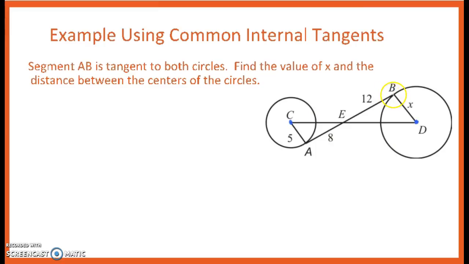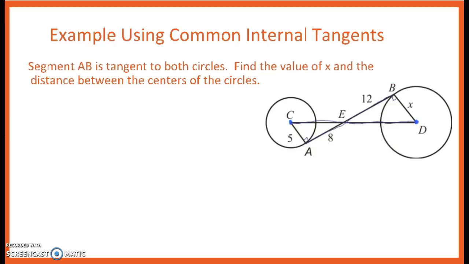We can see we have tangent line BA, and we have tangent line CD. Okay, since both of these segments, CD and AB, are tangent to both circles, at the point of tangency to the radius, they form 90-degree angles. So we really have two right triangles here.